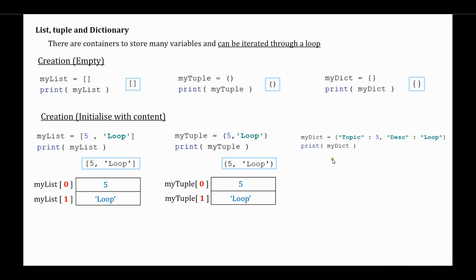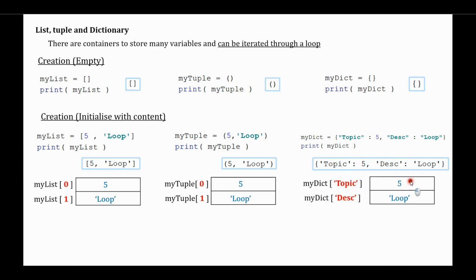To print this out is also the same. You use the name to print out the content inside. Let's look at how these values are stored in a dictionary. So 5 is stored with this value topic. In a dictionary, it works a bit differently from the list and the tuple. List and tuple use the position to store their value, so 0 and 1. But a dictionary doesn't use a position.